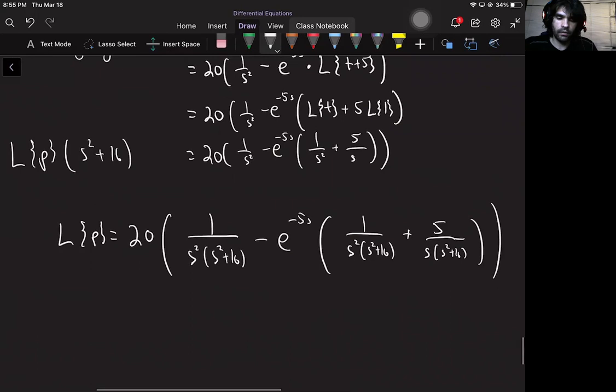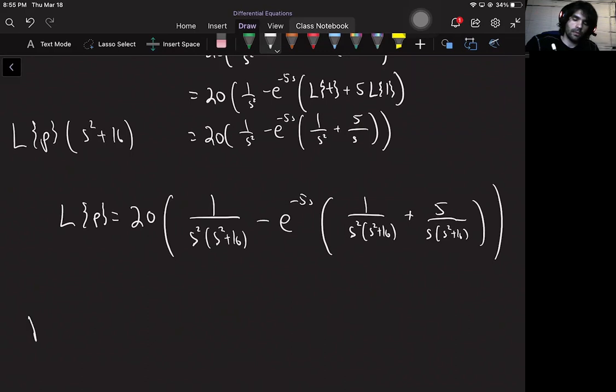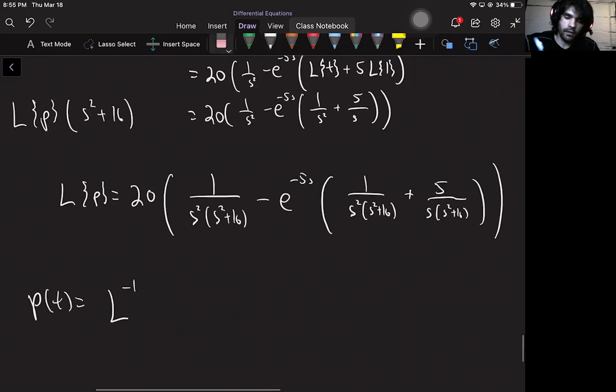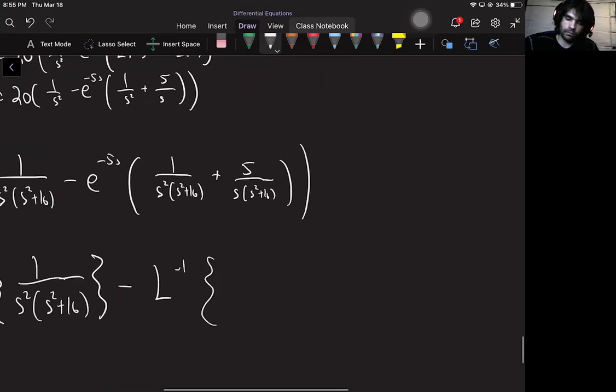Okay, so now how do I figure out the function I'm looking for? P of t. I now need to do the inverse Laplace transform. So immediately I can take out that 20 because I just left it there. So let's do that. And then I can separate through addition and subtraction like this. Lots of writing, lots and lots of writing.